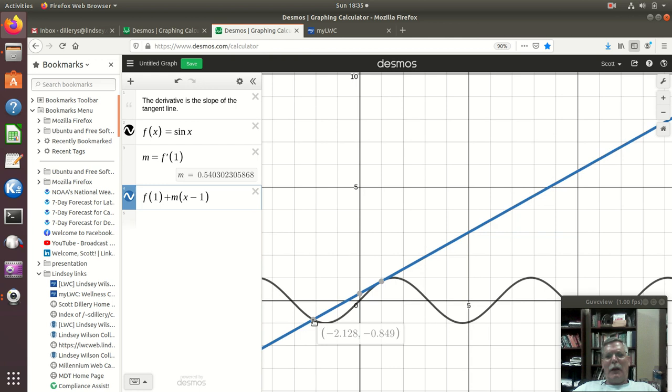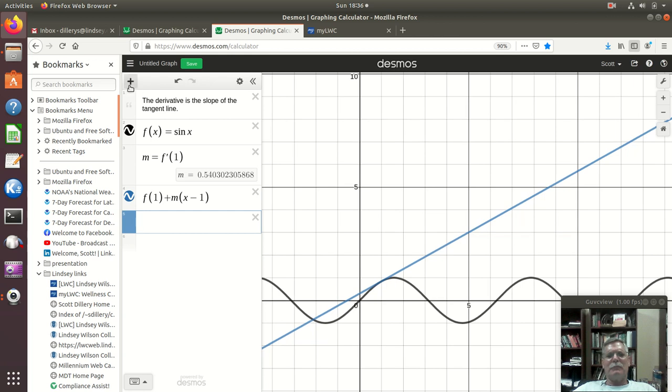But oh, look there. It touched the curve in another place. So that's wrong. To say, oh, the tangent line is a line that touches the function, or touches the graph of the function, in only one place. Right there. Not true. Okay, so what is the tangent line?